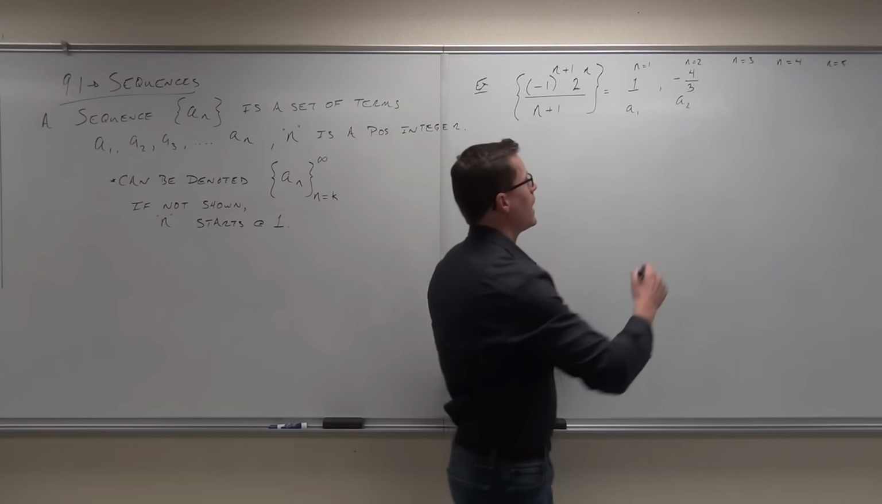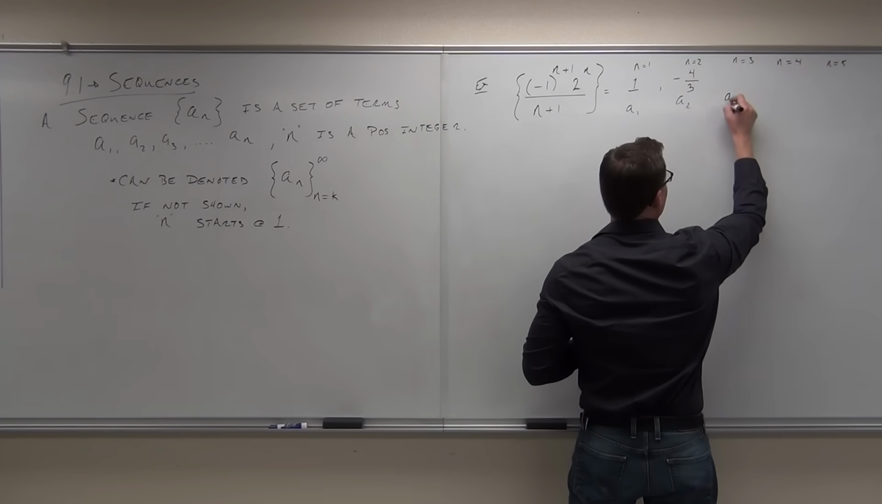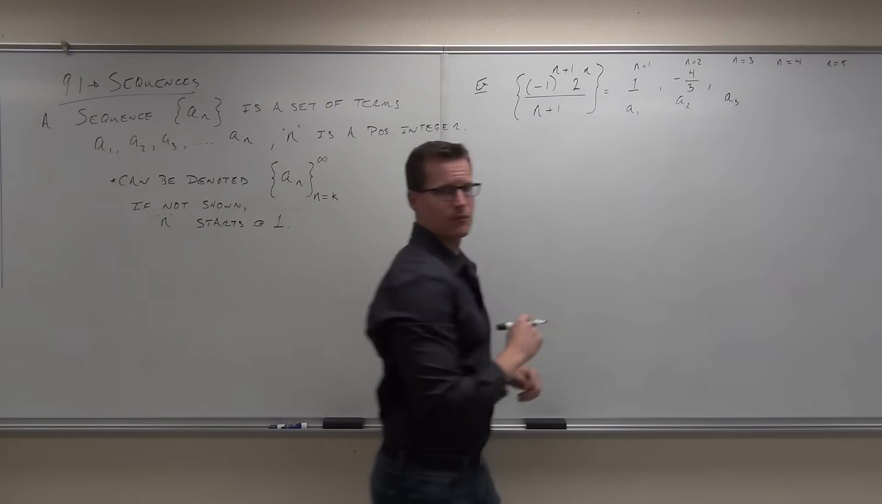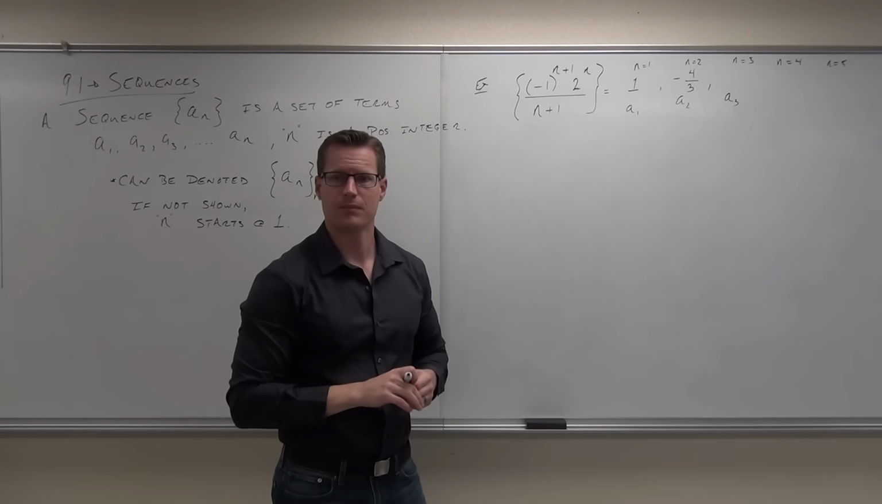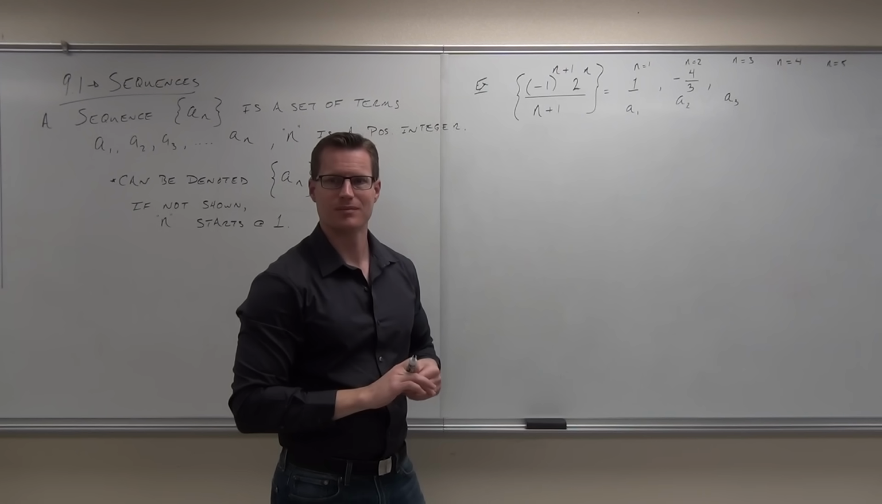Let's check it. How would I find a sub 3? What would I plug in? Can you just look at the pattern and go through it? Oh, never mind, you've got to do a sub 3 first. But I'm saying I noticed there's a pattern there.